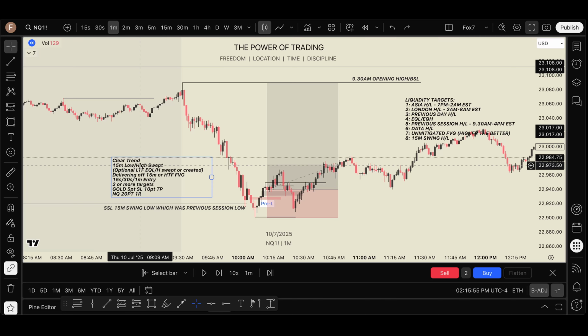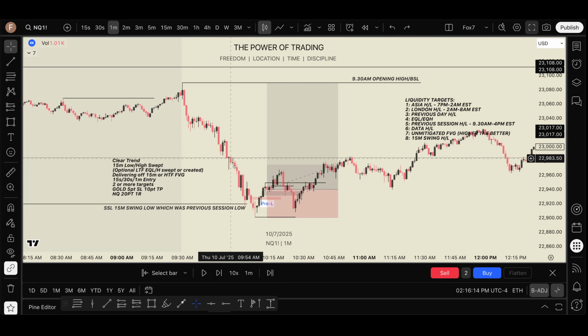A 15-minute low or high swept. So we had this 9:30 opening candle actually swept London high, which I noticed when I went back in the video and saw the Bronx levels. Shout out BDM. So once we've taken that and we've not decided to go higher, again, there's your context for going lower.